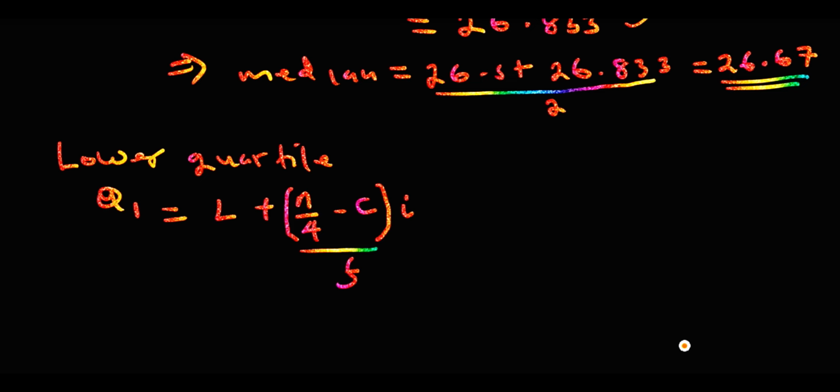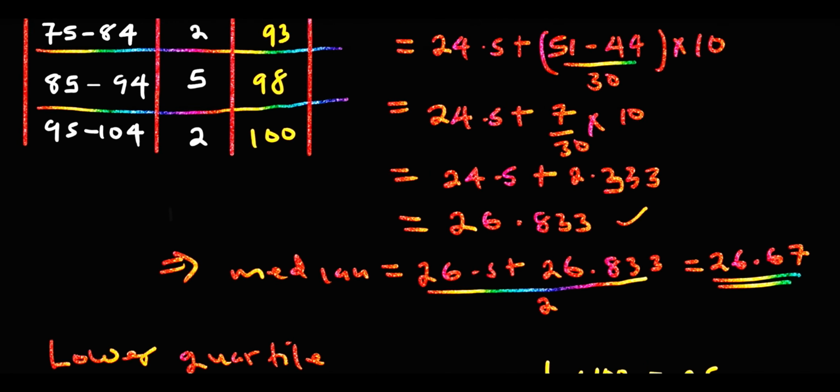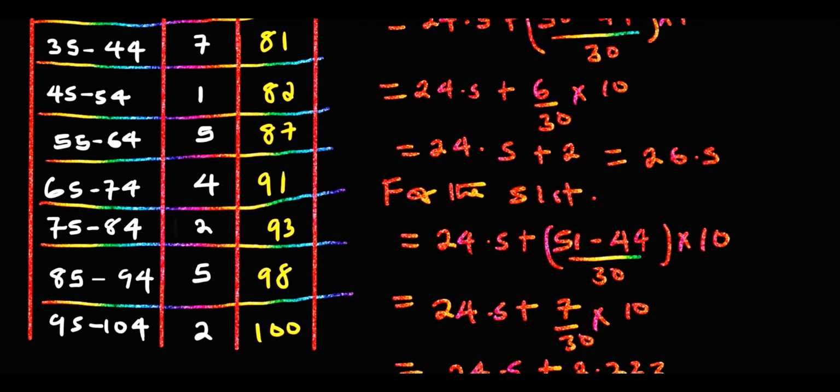So it means we're going to have to identify where this lower quartile lies. For us to do that, we're going to take a quarter of the data. So the whole data is 100. So you're going to take a quarter of 100, which is just 25. So it means the lower quartile lies in the class with a cumulative frequency of up to 25. So let us go and look for that class. So you look at the table that we created.